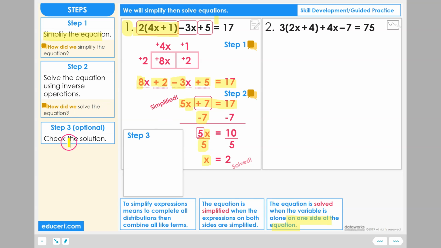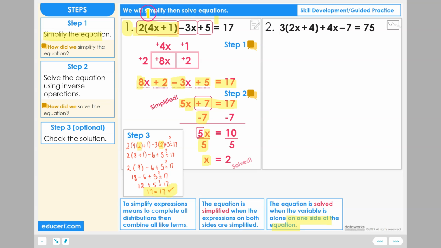Step 3, optional, check the solution. So I'm just going to put up all the math here. I took the original equation, I replaced the variable x with the value 2, then I evaluated the side. 17 equals 17. My answer was correct. X equals 2 is the value that makes this equation true.